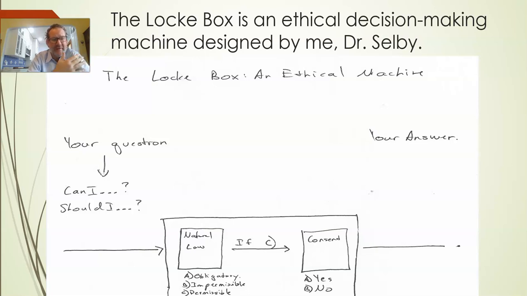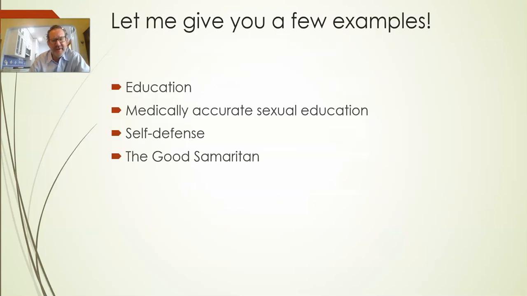So it's a pretty straightforward decision-making scheme, if you will. And I call it the Locke Box. And this is the brilliance of Professor Selby. Normally I do these hand drawings on the board. You get them here. So let's take a few examples, right? Okay.